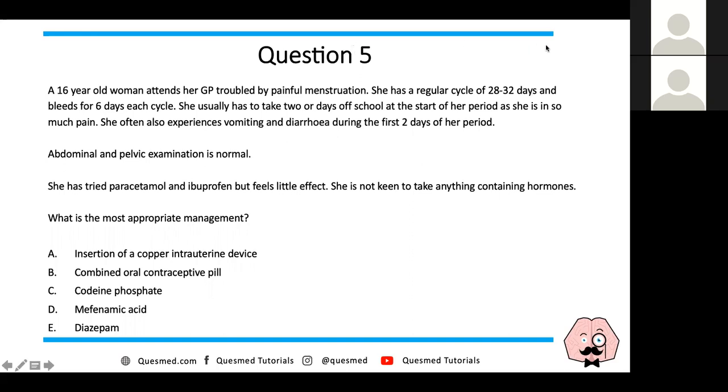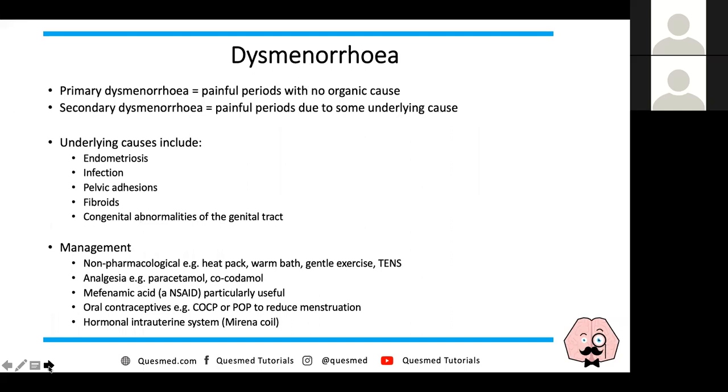Perfect. Thank you for answering there. So this young 16-year-old has painful periods, so dysmenorrhea. This is most common at the extremes of menstruation, so at the start of your periods when you're young, and at the end of your periods when you're approaching the menopause. We can divide this into primary dysmenorrhea, which is painful periods with no organic cause, and secondary dysmenorrhea, which is painful periods where there is an underlying cause.